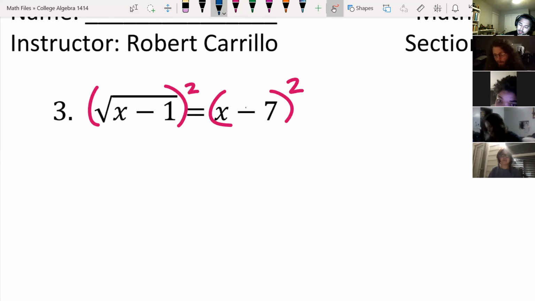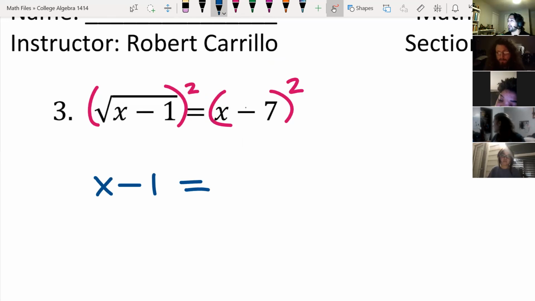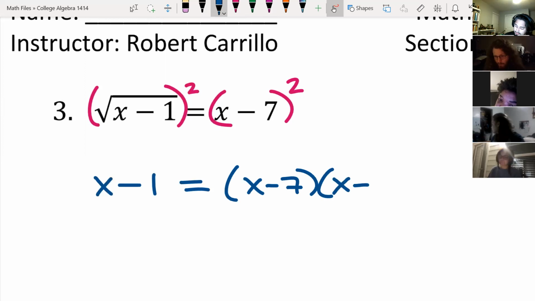Okay. So here we have to get rid of that radical. It's isolated. We square both sides, and we get left with x minus 1 on the left side. But now since we squared the right side, how many copies of x minus 7 do I have? 2. So we'll write that as x minus 7 times x minus 7. And now we have our work cut out for us because now we have to FOIL the right side.